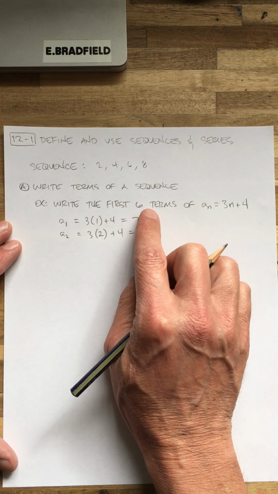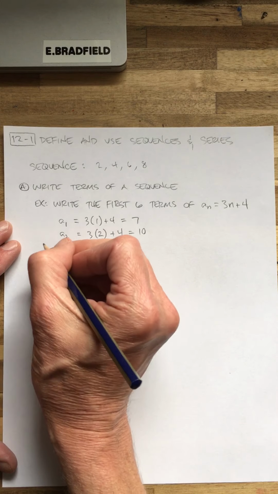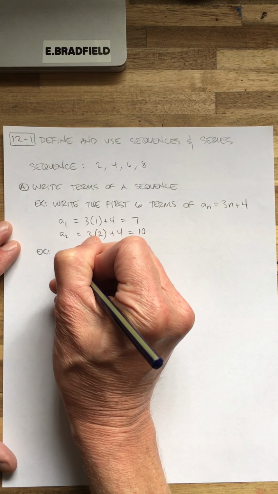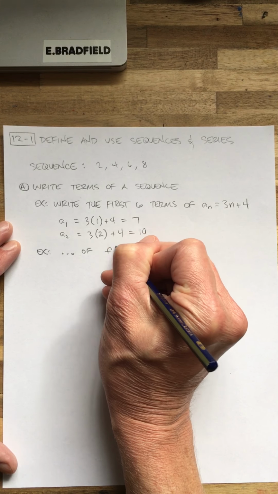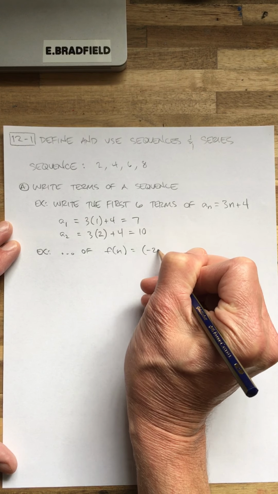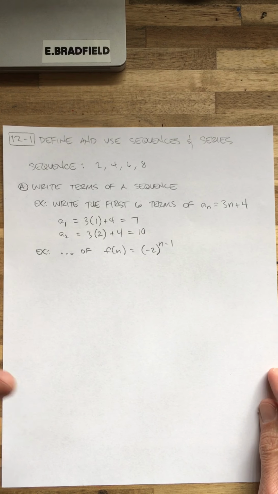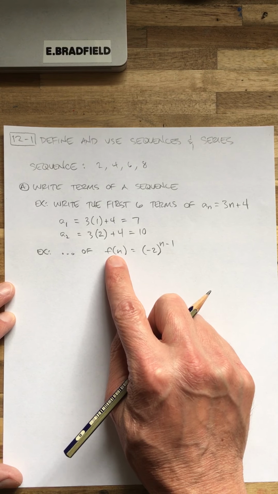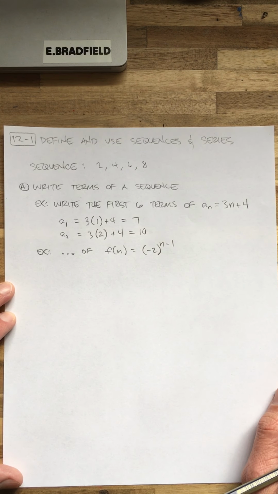And it says write the first 6 terms. Let's just do 2, okay? All right, just to save time. Here's another example. F of n, okay, equals, in parentheses, negative 2 to the n minus 1. Okay, so now let's just write the first couple terms of this function, where f of n equals negative 2 to the power of n minus 1, okay?